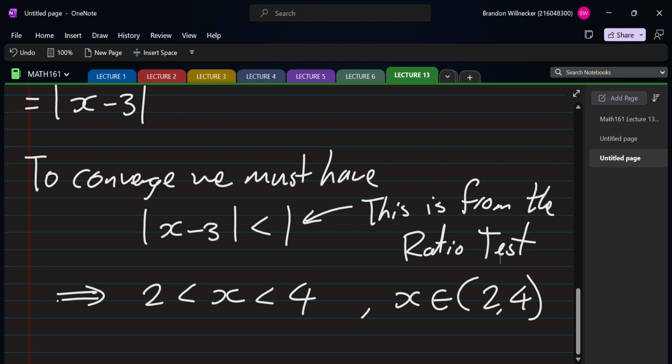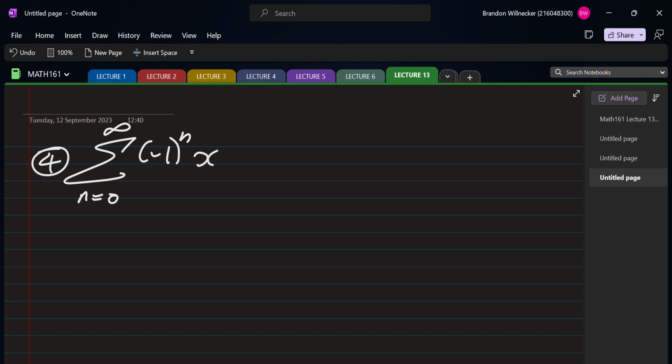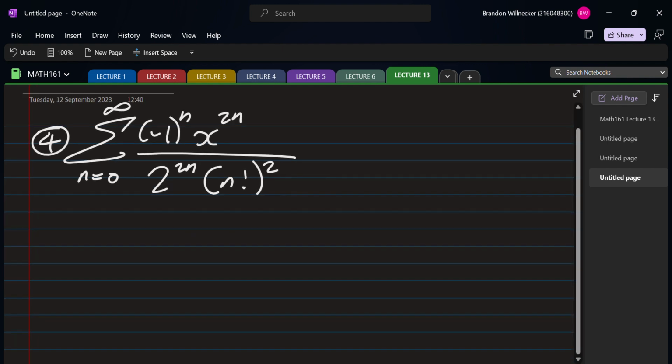Okay. Last example, number 4. Here we have the sum from n equals 0 to infinity of minus 1 to the n, x to the 2n, over 2 to the 2n, n factorial squared. This looks quite complicated, but again, we just go through it step by step. So we're going to use the ratio test again.